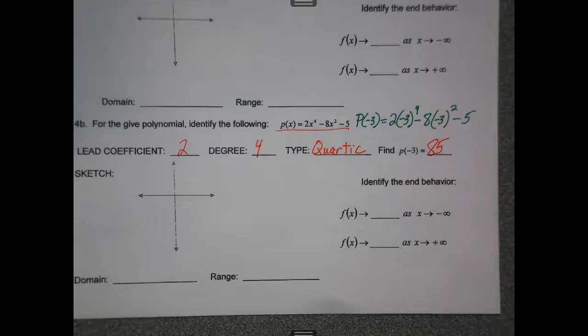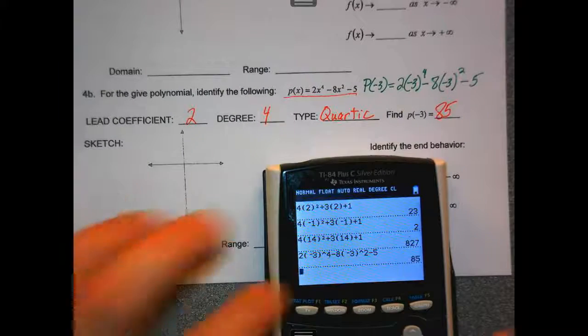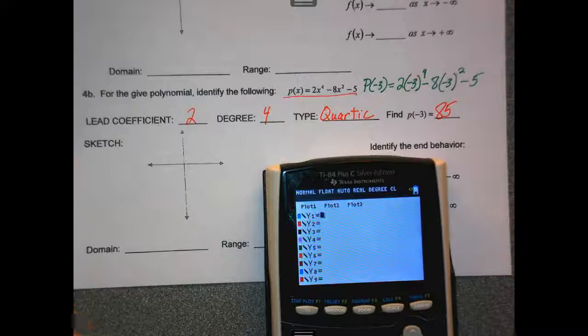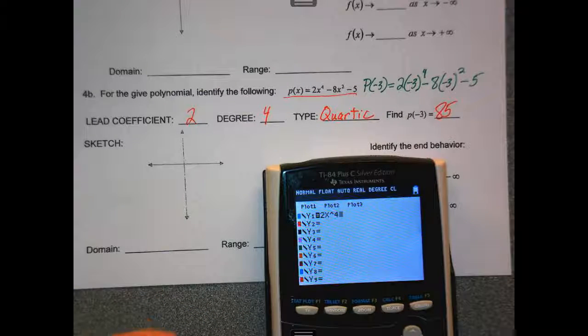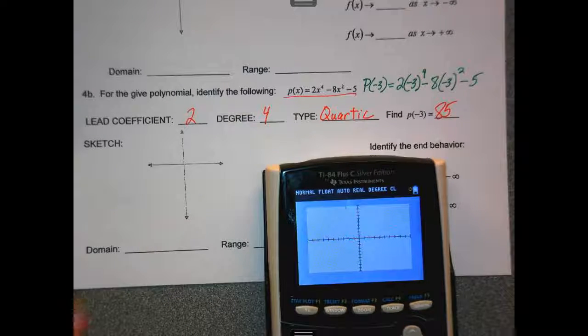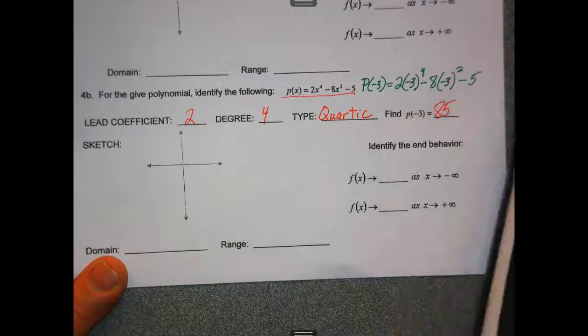I need to sketch a graph. So I'm going to put in my y equals 2x raised to the 4th minus 8x squared minus 5. Graph it. And I get this double dip looking thing.